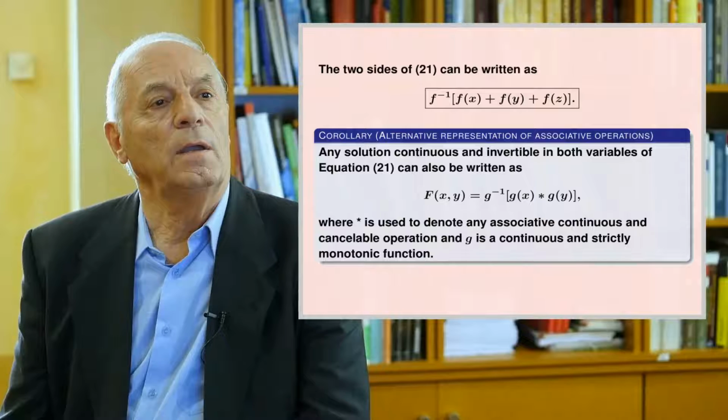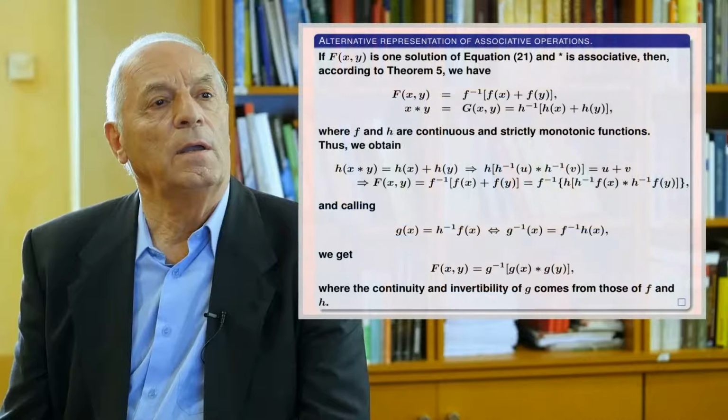Finally, replacing the general solution into the functional equation, we obtain the general formula for operating three input values, x, y, and z, as indicated. The corollary goes even much further because it establishes that the plus operation in the general formula can be replaced by any associative operation. Thus, the important fact is the associative character of the operation used and not the sum itself.